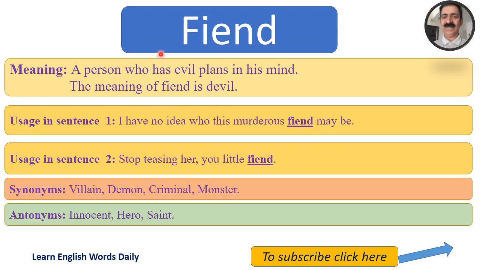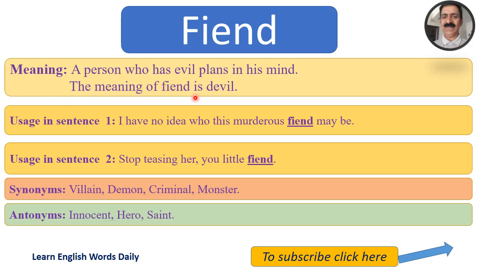Dear viewers, here is the second word of today's lesson. The word is F-I-E-N-D, fiend. The meaning of the word fiend is a person who has evil plans in his mind. Or the meaning of fiend itself is devil.